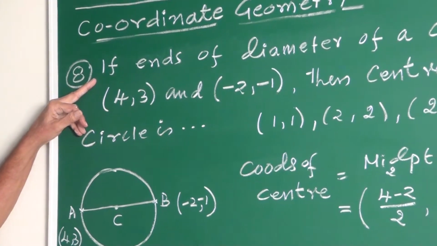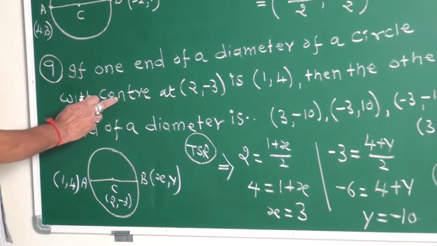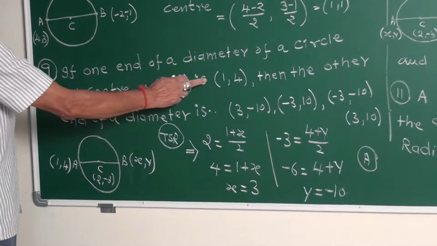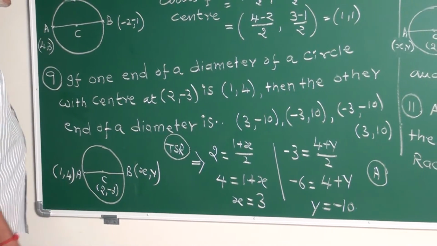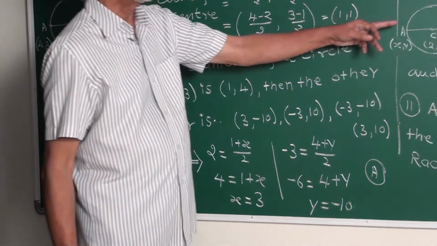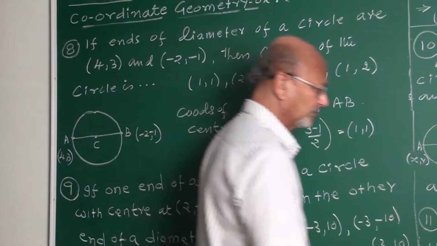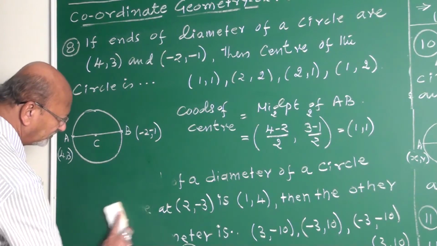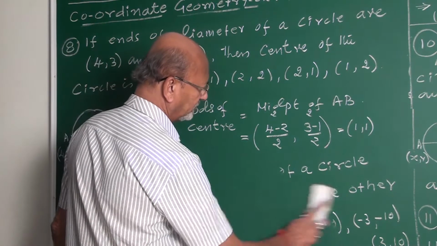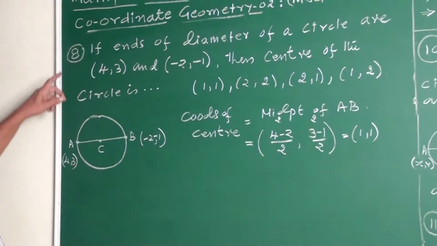Like that, another example is here, my friend. If one end of a diameter of a circle with center at (2, -3) is (1, 4), then the other end of the diameter is what? Same example I have done already. This is the next example, my friend. So this example already I have done here. Same example. The way of giving is slightly different.